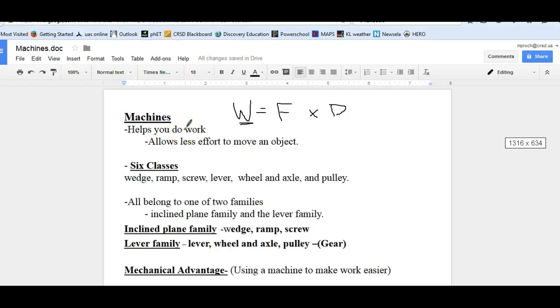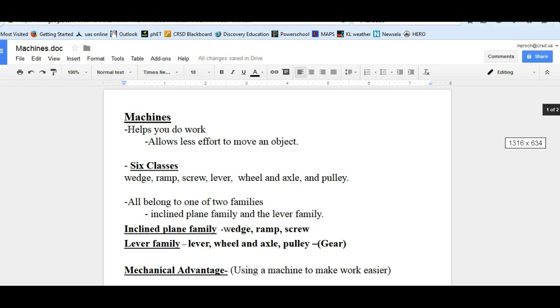Okay, now machines kind of play into this idea of work, and they do that by allowing you to apply less effort or force to an object to move it, and that can result in you being able to move something that you normally wouldn't be able to. If you've ever jacked up a car, you can use a jack to do that. You could never lift a car on your own, but by using a jack you're able to do that, and using hydraulics and such. It's all kind of tied together, but machines are an important part of our life. So we're going to look at them a little bit and see how we use something called mechanical advantage.